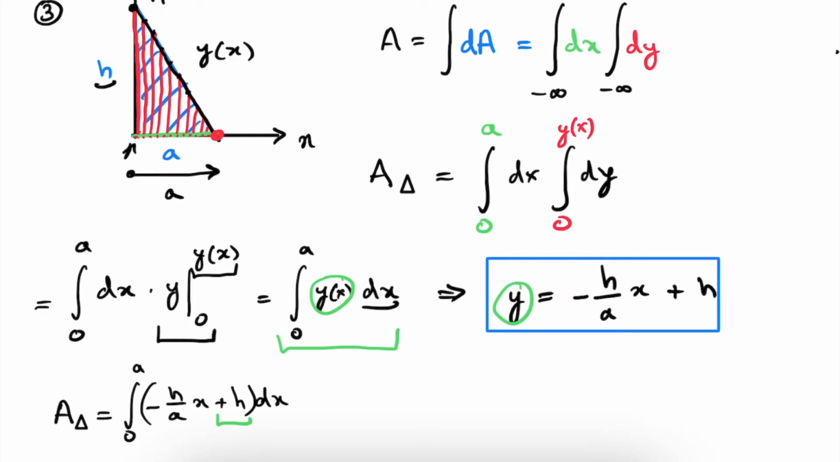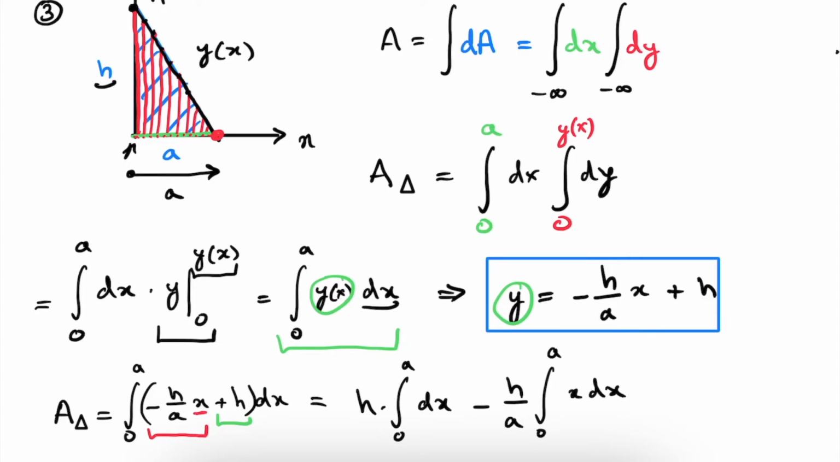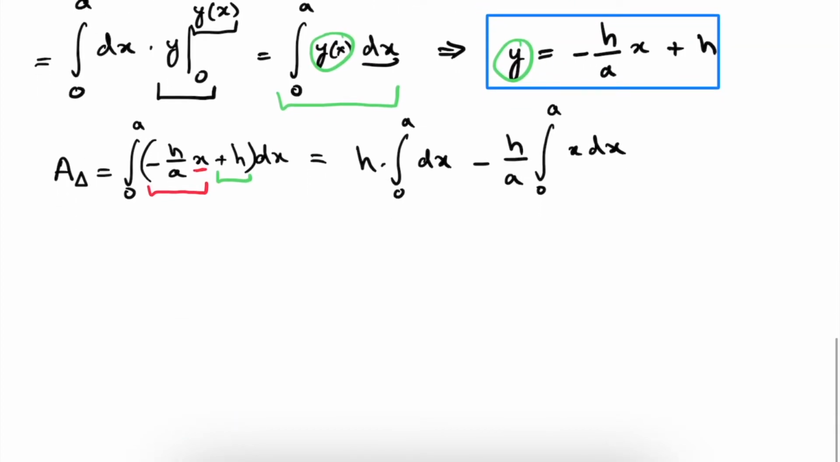We know that this term simply becomes h multiplied with the integral from 0 to a of dx. And we know that this first term has an x inside of it, so this will simply become minus h over a, because that's just a constant which can be put outside of the integral, times the integral from 0 to a of x dx. And now, of course, we can take this home.